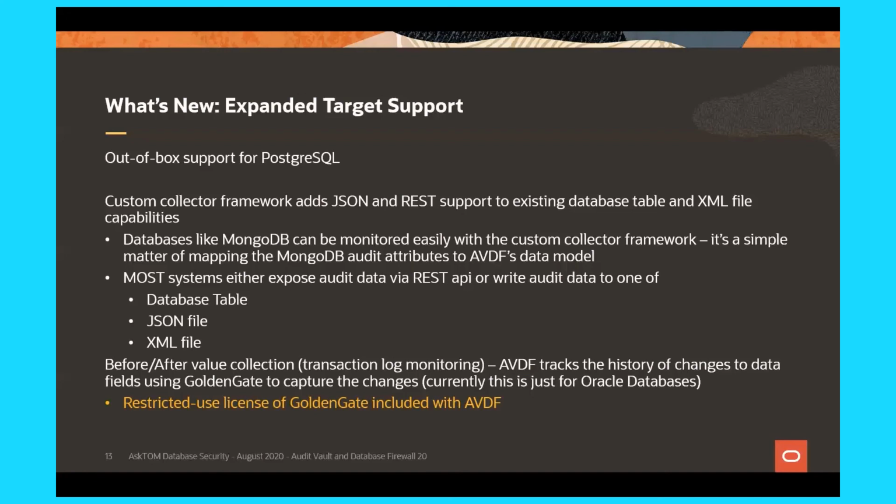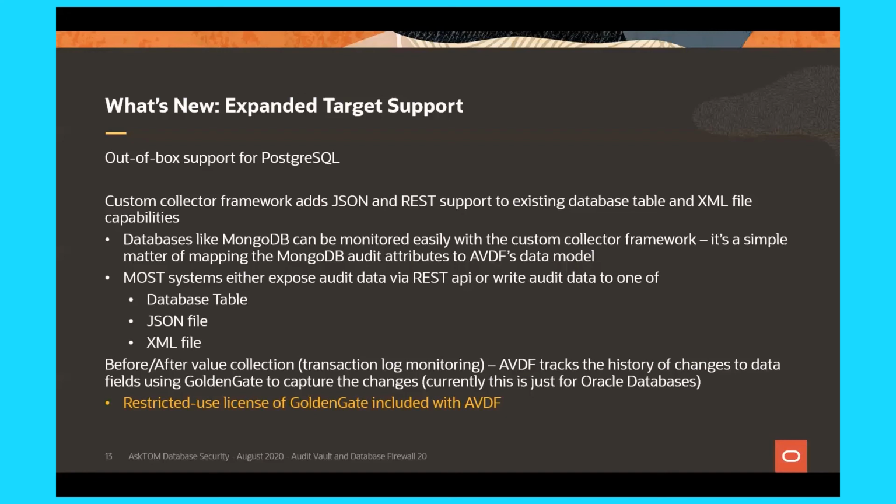Now, before and after value collection, prior to Audit Vault and Database Firewall 20, was handled using Oracle Streams. Streams is great technology 15 years ago, but Streams has gotten a little long in the tooth. It's difficult to troubleshoot. It's very complex. And let's face it, we've got better technology for doing this type of work at Oracle, and we have had for several years. So with Audit Vault and Database Firewall 20, we've switched to that better technology, and we now use Golden Gate to capture changes instead of Streams.